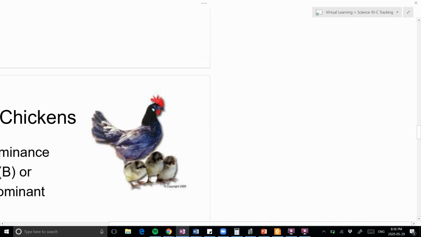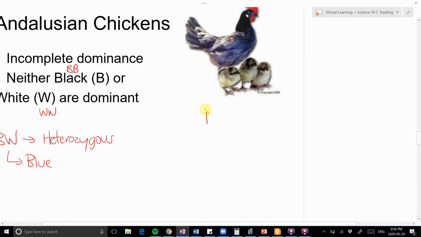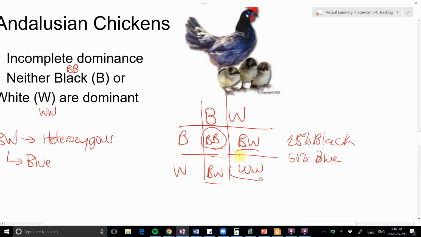And so same thing with any of these, right? If we go back to these Andalusians, this incomplete dominance, we could take an Andalusian chicken and cross it with another Andalusian chicken. Because remember, Andalusian chicken is just describing the coloration pattern. And we would see kind of the same distribution, right? So there's a 25% chance of having a black, a 50% chance of having another blue chicken, and then 25% of being white.